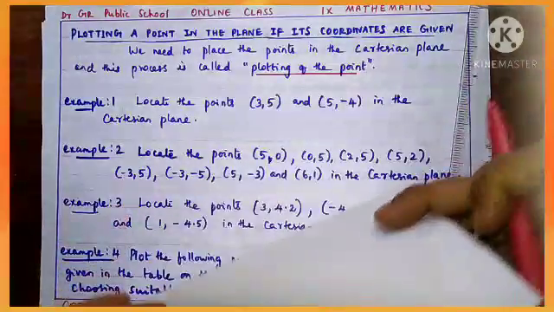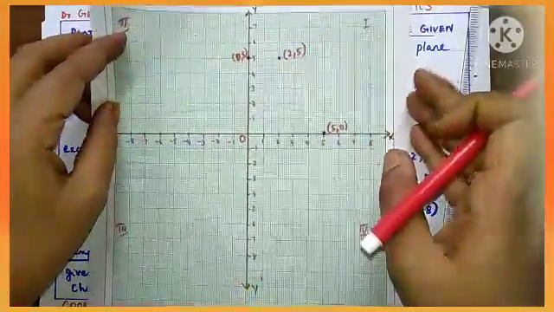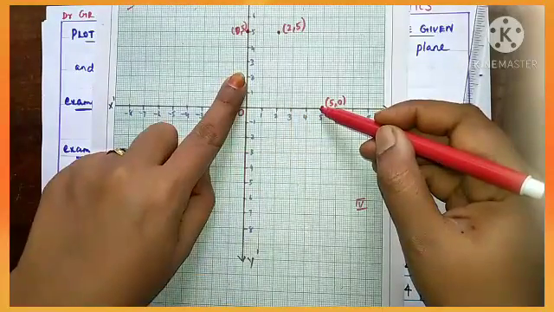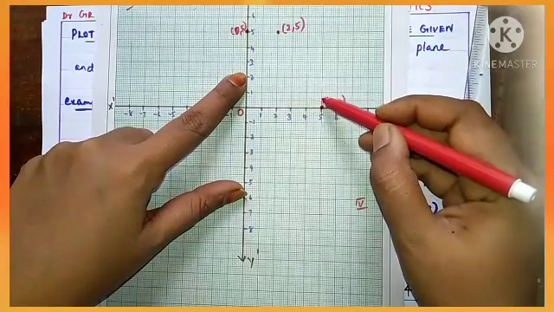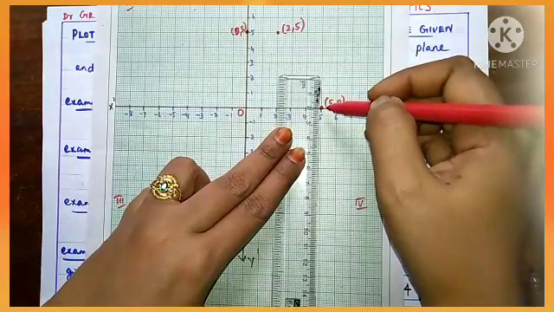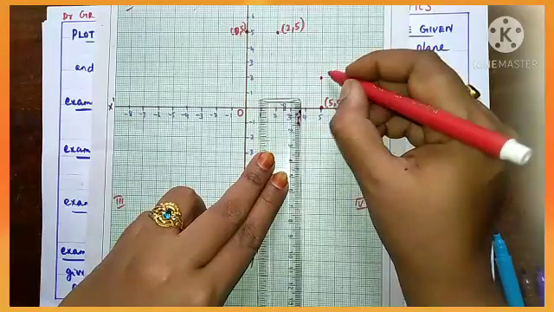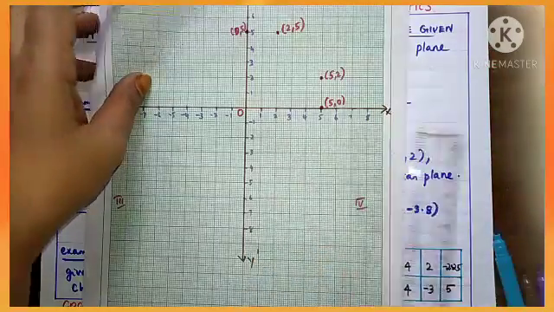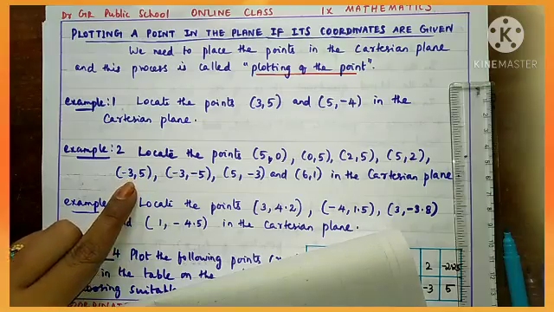Now what is the fourth coordinate? 5, 2. Understand? So 5, 2 means the x value is 5 and y value is positive 2. So here also this coordinate will come in the first quadrant. If you have some confusion, you can use the scale also to determine the point 5, 2. So this is the meeting place of 5, 2. Understood? Yes.